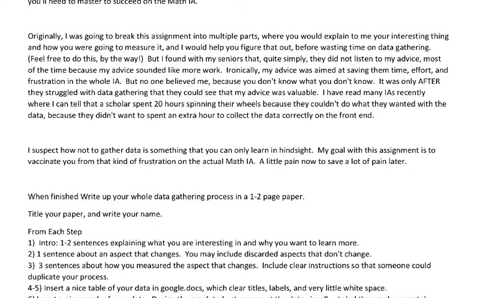they realized that, oh, maybe they should have followed Mr. Hunnicutt's advice. So yeah, I've read quite a few IAs recently with scholars spinning their wheels because they couldn't do what they wanted to do with the data, because they didn't spend that extra hour to collect the data properly on the front end. All right, that's what we're working on.